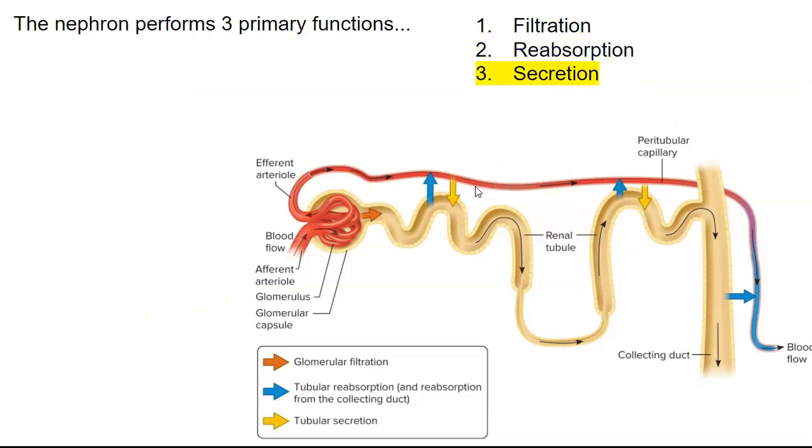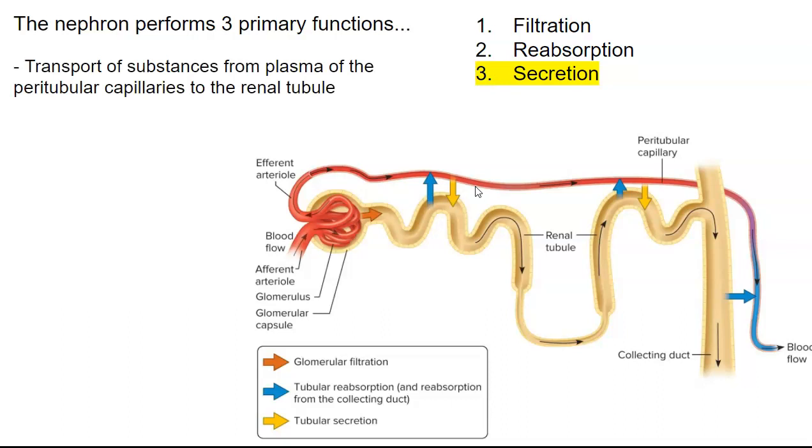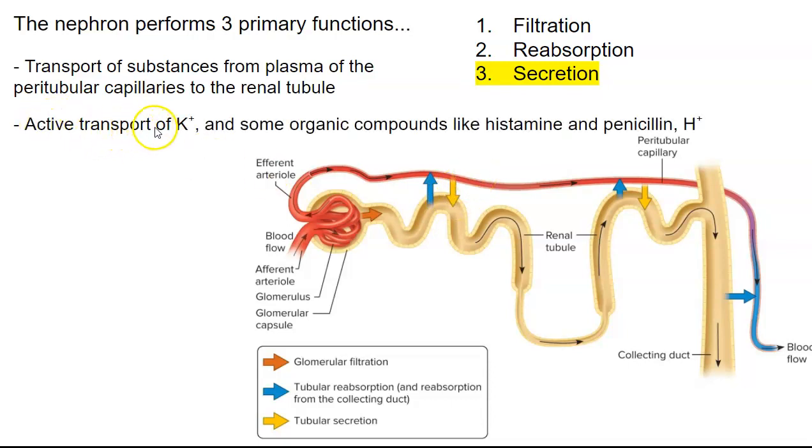And then the last step is secretion. So that's transport of substances from the plasma, that's in here, to the renal tubule. That's shown by the yellow arrows. So we have active transport of potassium ions, also some organic compounds like histamine and penicillin, and protons or hydrogen ions. So some of the things that your body wants to get rid of, it can use active transport to pump from the blood or from these capillaries into the tubule and then ultimately to be excreted.